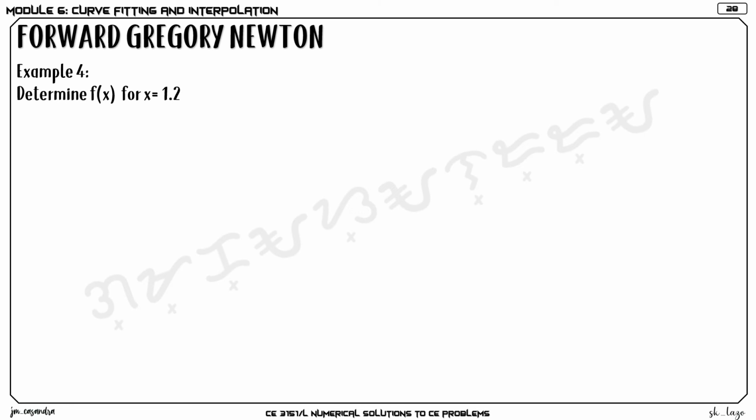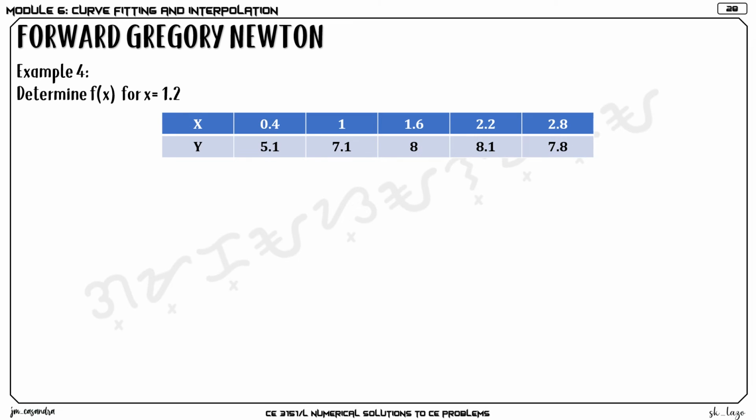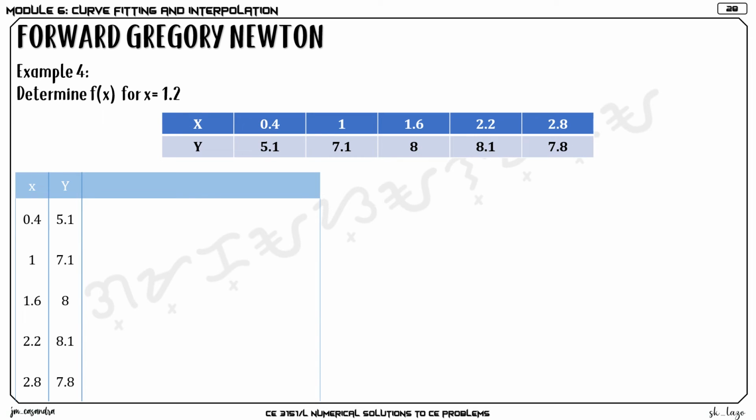So next example, number 4, we determine now the function of x for x equal to 1.2 for the following data set. So again, we first identify our forward differences. So for delta y sub o, we get 7.1 minus 5.1 is 2. 8 minus 7.1 is 0.9. 8.1 minus 8 is 0.1. And 7.8 minus 8.1 is negative 0.3.